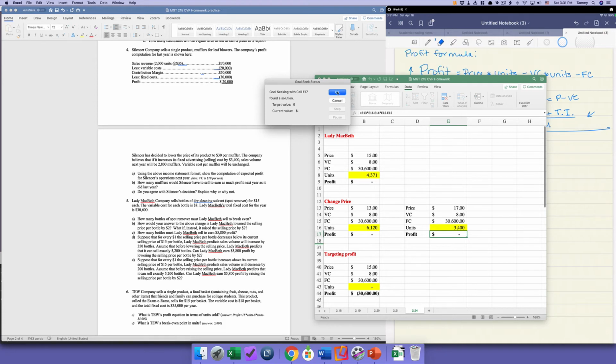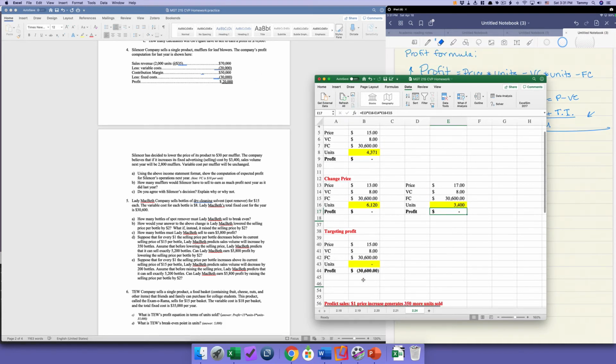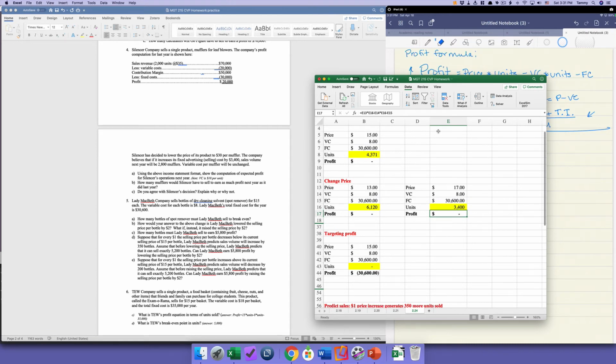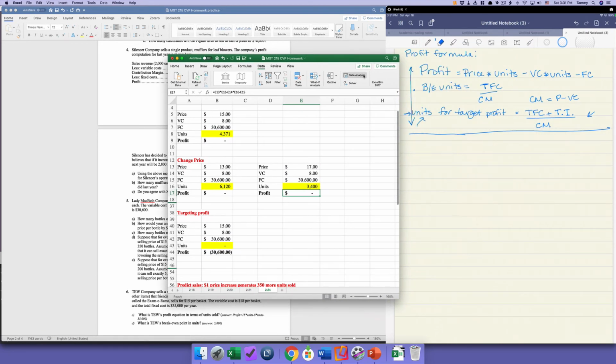Now, you can do the same thing in Excel with the target profit. So remember, our target profit formula for units for a target profit was here: total fixed cost plus total target income over contribution margin. But again, your profit equation is always the same. It's always price times units minus variable cost times units minus fixed cost. So we can go ahead and set this.